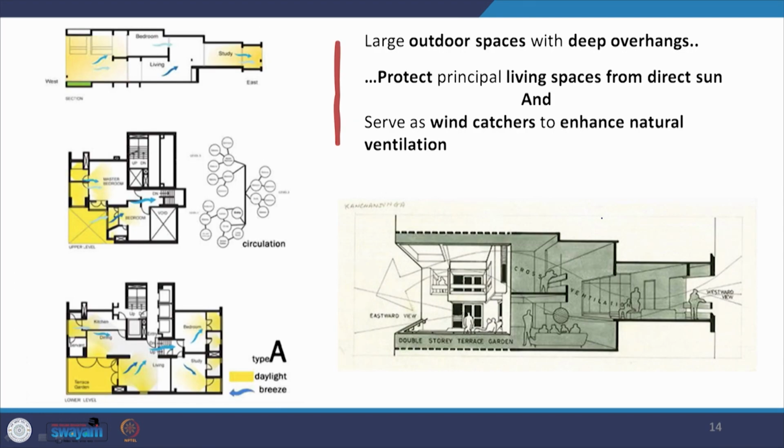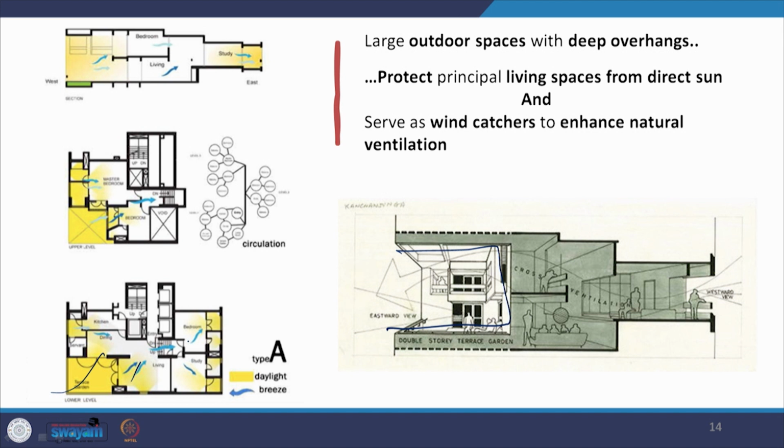Now large outdoor spaces are provided with deep overhangs to protect the principal living spaces from the direct sun, and also to serve as wind catchers to enhance the natural ventilation. So what he has done is he has provided this double height space. That double height space in Unité d'Habitation was the living area of the house, the living room of the house. In this case it becomes an open space, a veranda, a sit out, and this is how the daylight filters into the house. I'm not saying glare, I'm saying the daylight, the diffused light, and then there is the action of the breeze within the house.